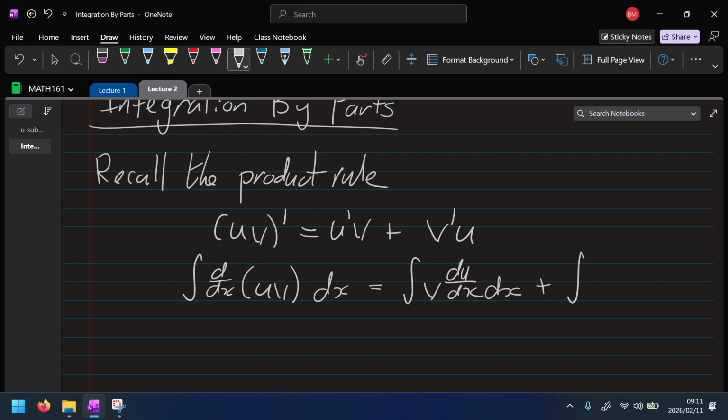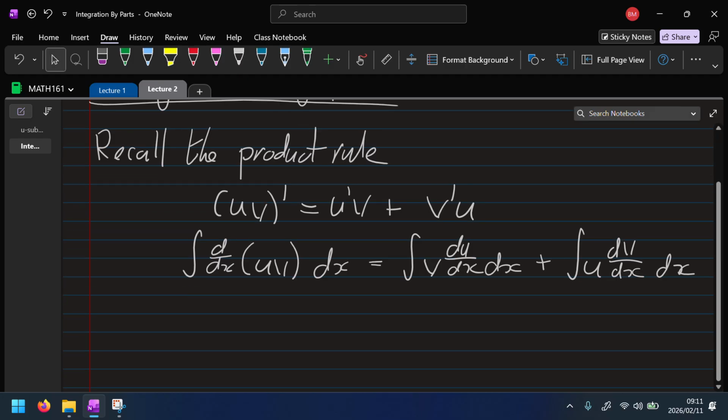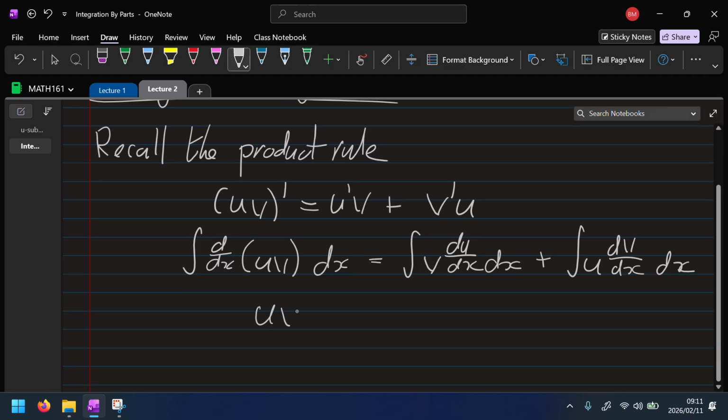Plus, and then the integral, instead of v prime, I'm going to write dv by dx. Again, just makes it look a bit clearer. Okay. Now for the first one, the integral and the derivative, they cancel. Right? They're inverses. So here we get u times v. Now for the next integral, we've got v du by dx dx.